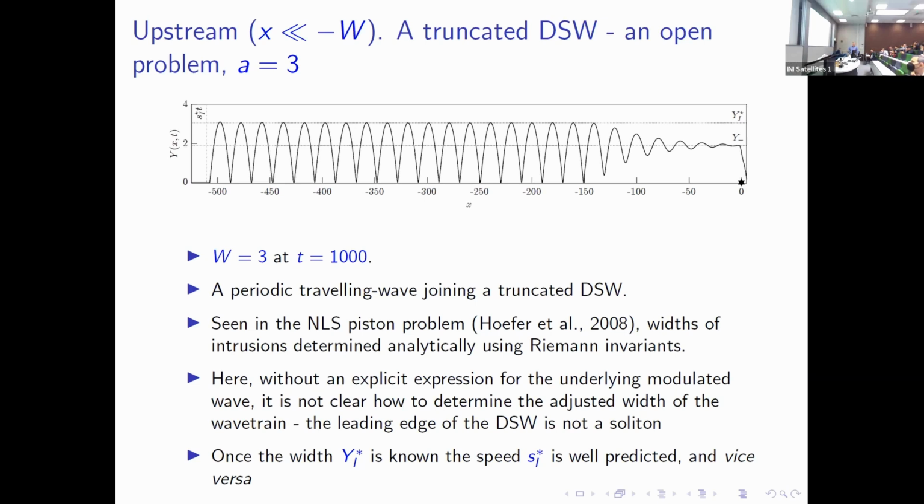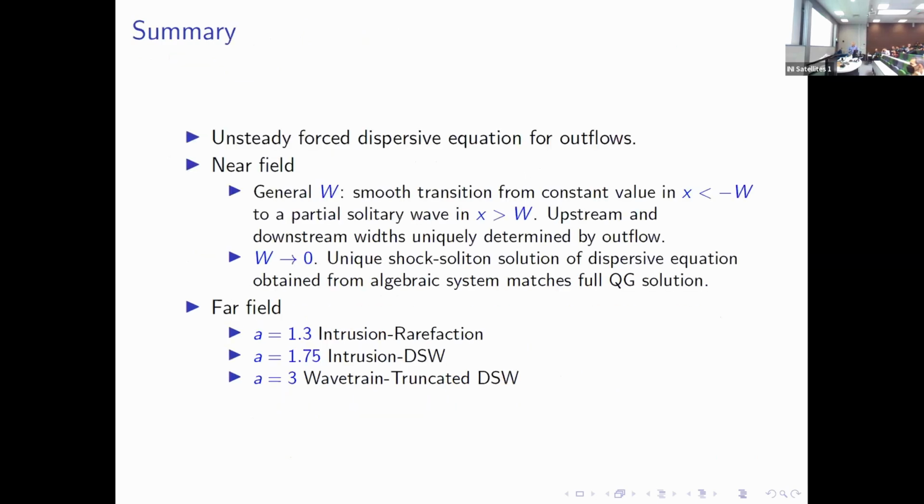These partial DSWs have been found before, of course. They've been analysed in an NLS problem by Mark Hofer, but the advantage of doing it there is that you know the underlying wave. You've got an analytic expression for the underlying wave. We have no analytic expression for the underlying waves here, so we can't predict where the junction is between the DSW and the periodic wave train, because we don't have the initial conditions for Gennadi's ODEs.